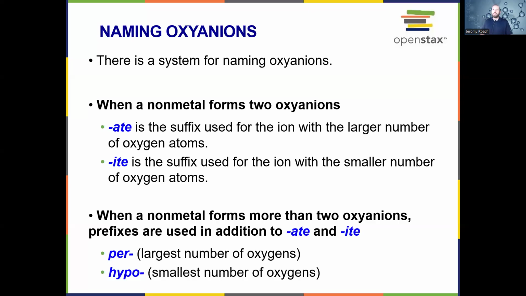If there are 4 or more related ions, PER means the most oxygen, or the largest number of oxygens, and hypo means the least number of oxygen atoms present. These prefixes and suffixes help to distinguish the differences between these polyatomic ions.